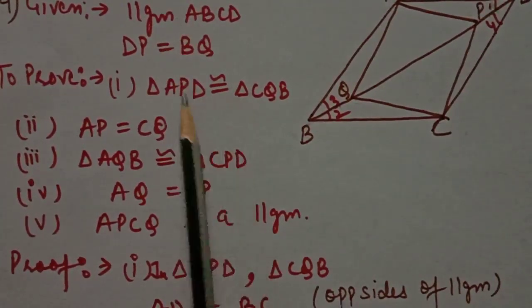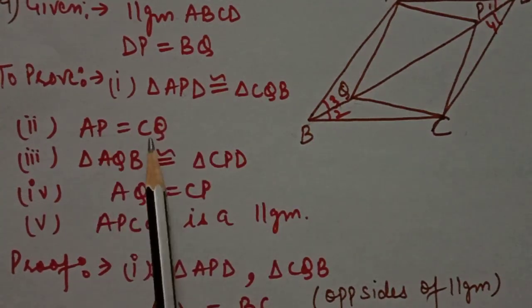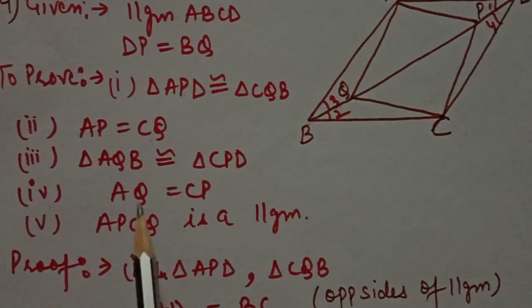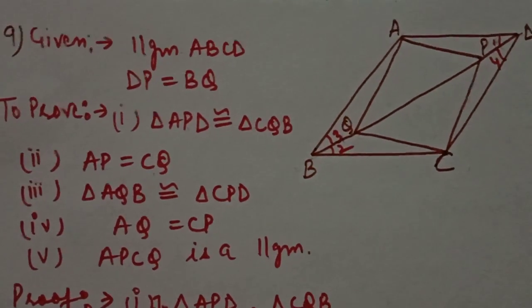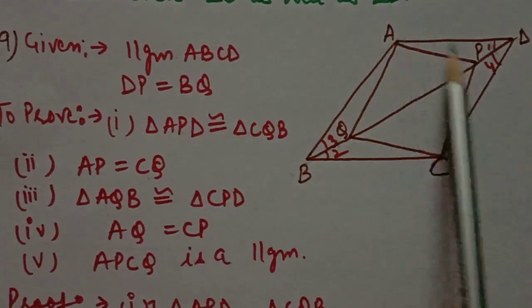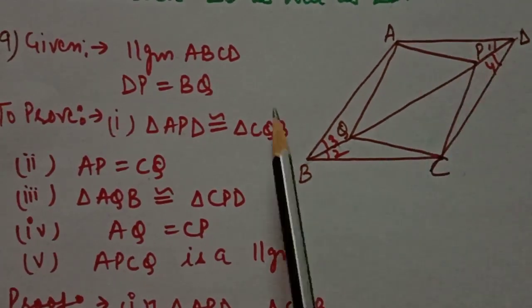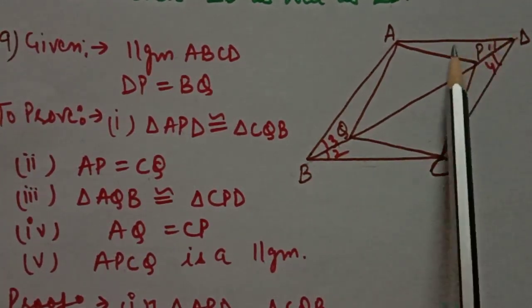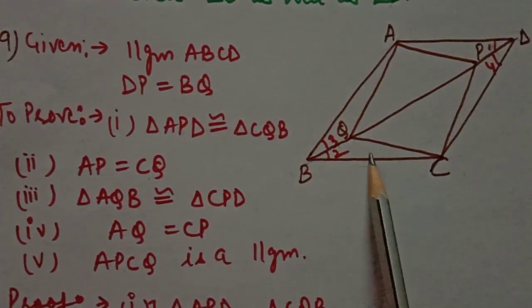First of all, these two triangles are congruent. Second, AP is equal to CQ. Then these two triangles are congruent. Then the fourth part, AQ is equal to CP, and the fifth part is APCQ is a parallelogram. So students, let us focus on the first part first. We have two triangles, triangle APD and triangle CQB. We need to prove these two triangles congruent, so we need three elements.